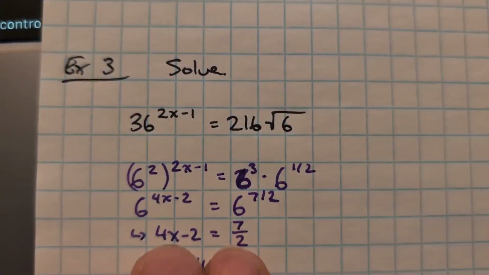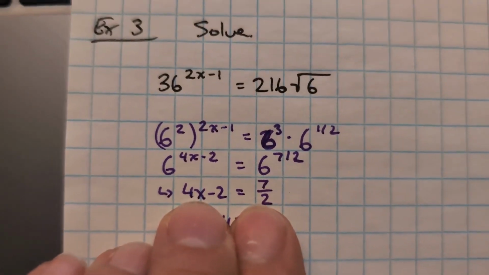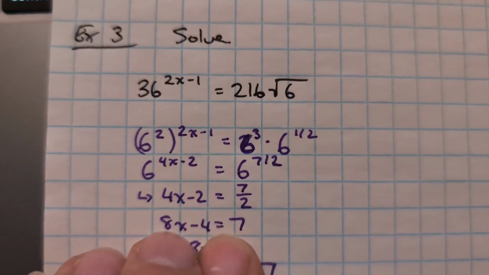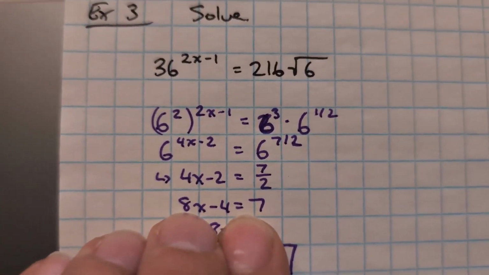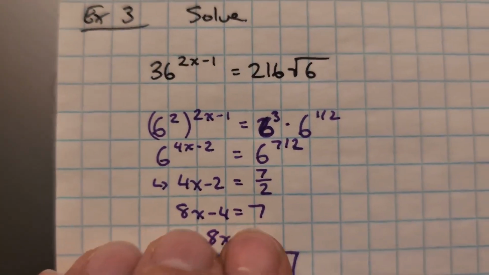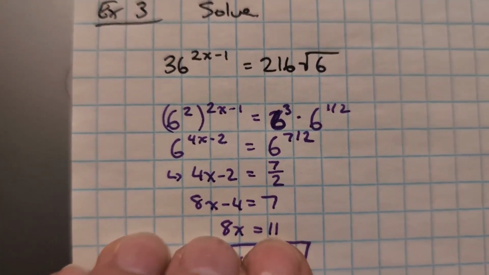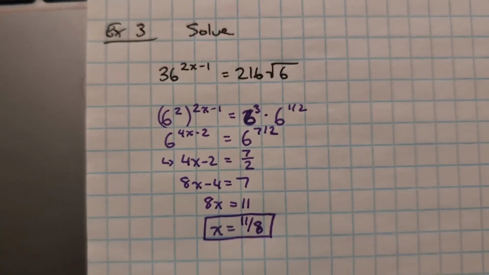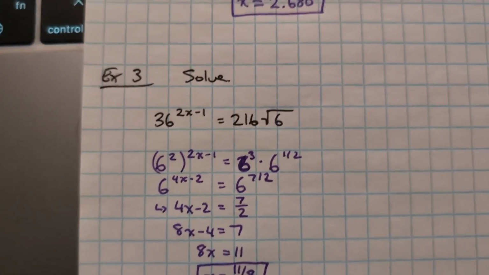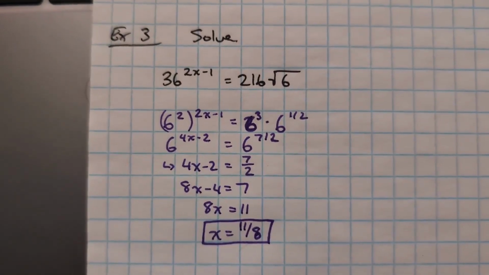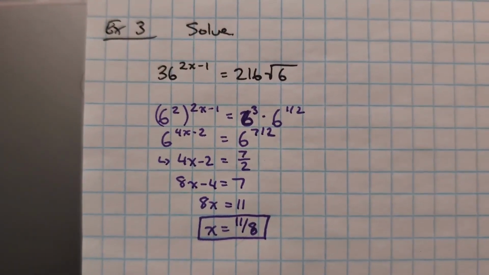Make your exponents equal to one another. And then, well, you can get rid of the fraction, just multiply everything by 2. You don't have to worry about the fraction anymore. 8x minus 4 equals 7. Add 4 to the right. We get 11. And then divide both sides by 8. So all of that, I know I ripped through that pretty quick. Let me know if any questions at all, but x should equal 11 over 8.